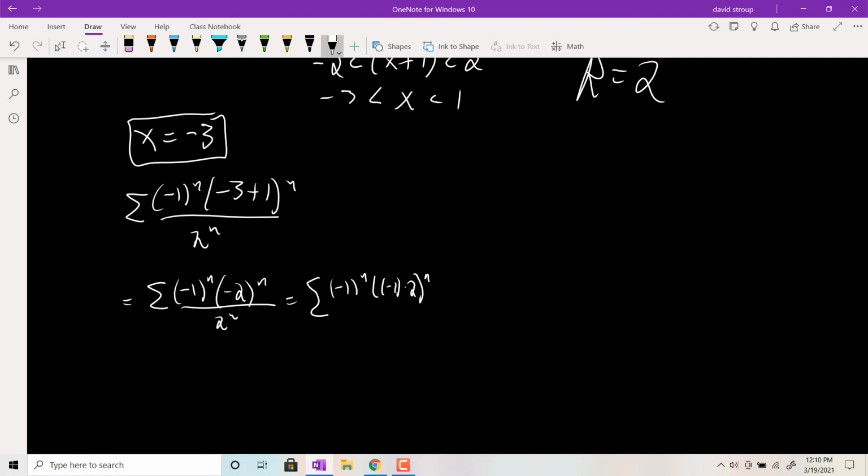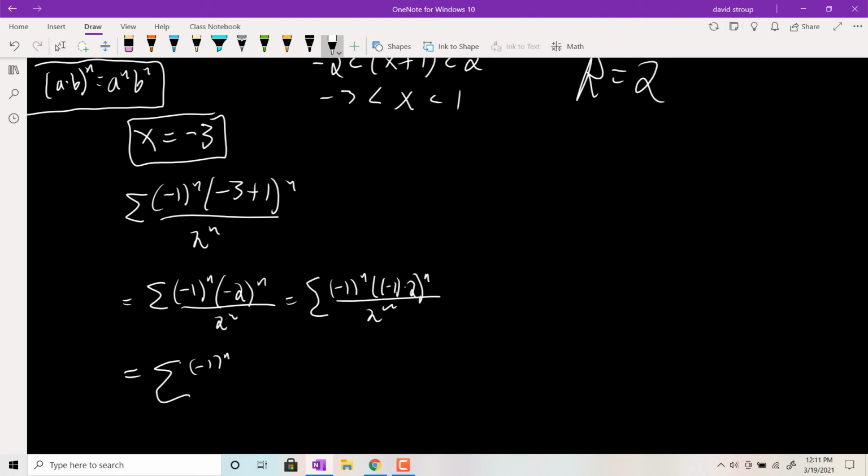And then if you have a product to a power rule, right? So (a times b)^n is a^n times b^n. Just writing that factoid there at the top left. So I get, and it's all over 2^n, the sum of (-1)^n times (-1)^n again times 2^n, which is nice because then the 2^n's cancel.